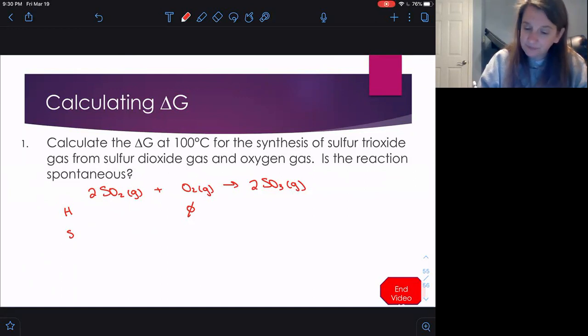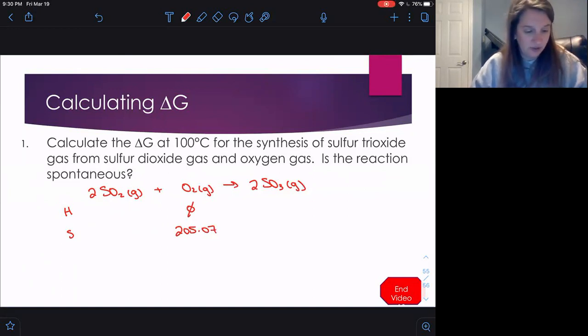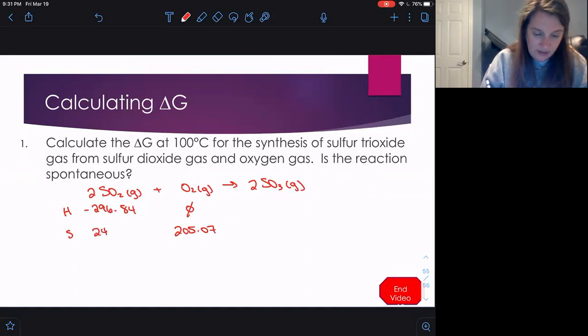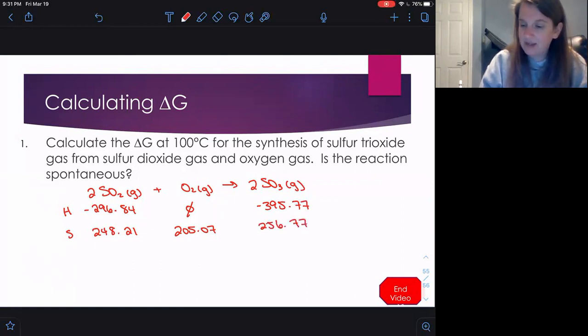So oxygen gas has an entropy of 205.07. Let's look up sulfur dioxide gas, and that has an enthalpy of negative 296.84, and it has an entropy of 248.21. Looking up sulfur trioxide means we've got negative 395.77 as our enthalpy and 256.77 as our entropy. Now remember, we're going to multiply both of these by 2, except for the oxygen.